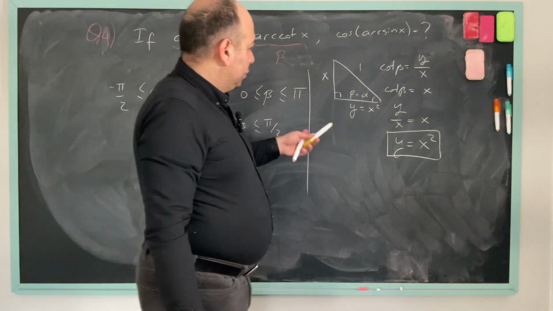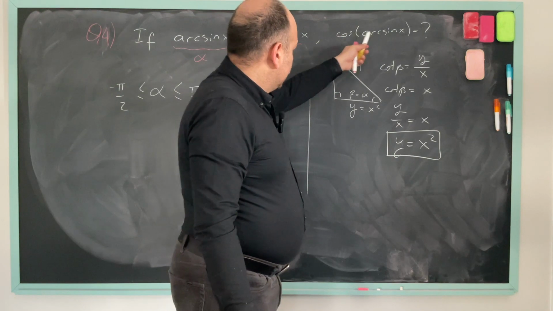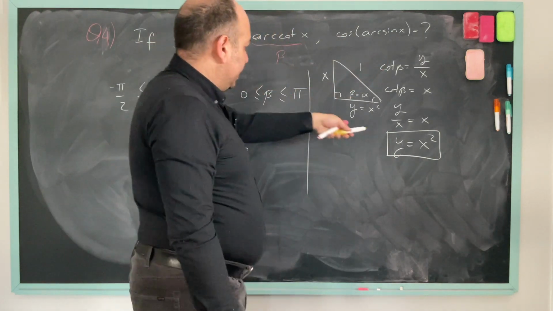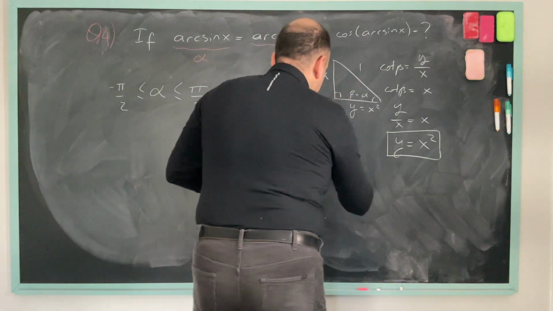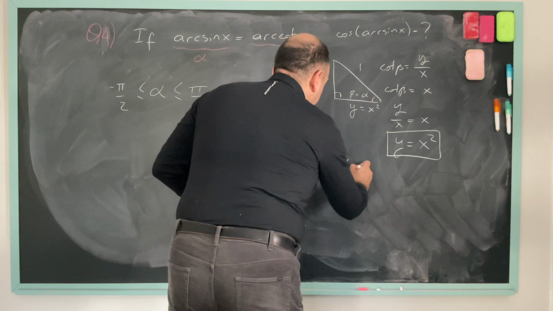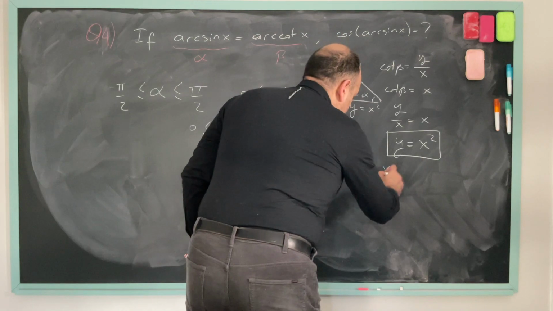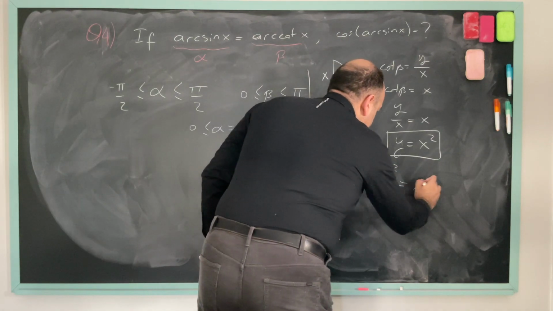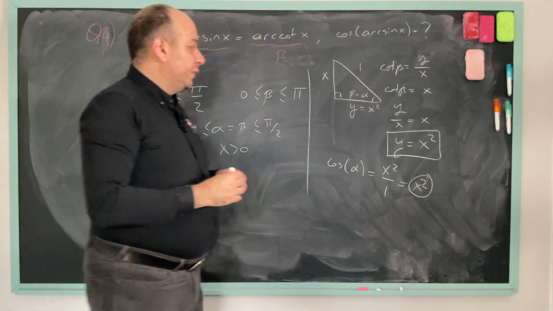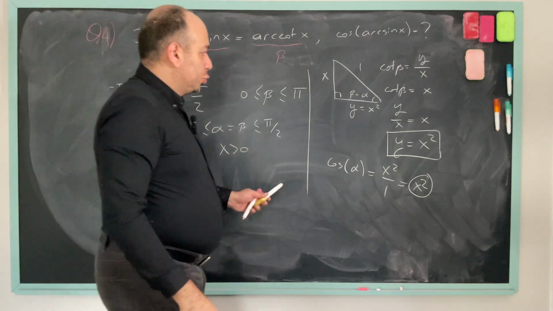So now what do they ask? Cosine arcsine x. Arcsine is just this angle alpha. So cosine alpha is what we are looking for. So cosine alpha is going to be equal to x squared over 1. Basically x squared, right? So we'll be looking for the value of x squared.